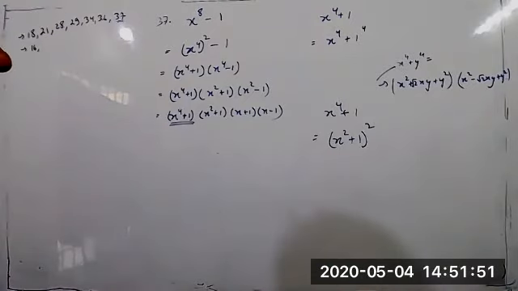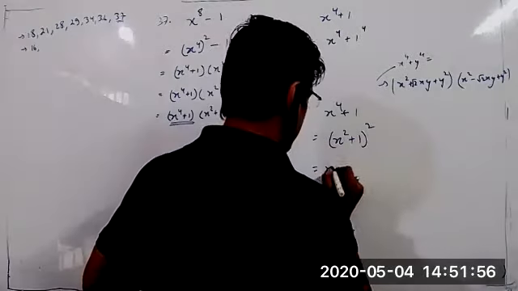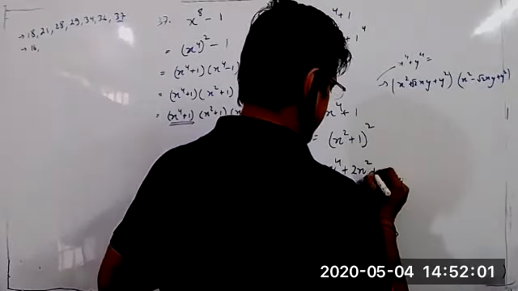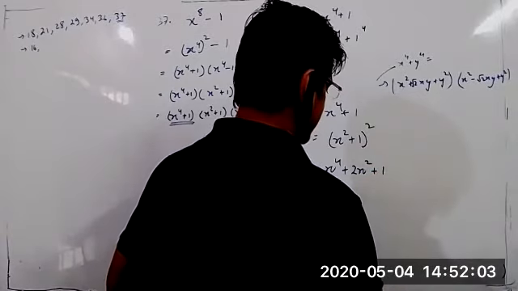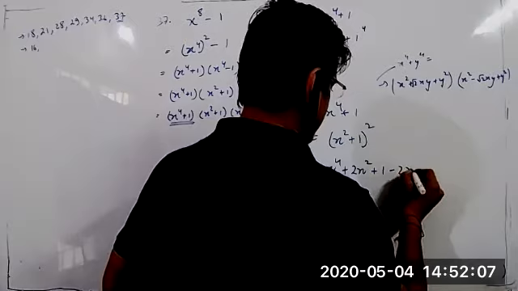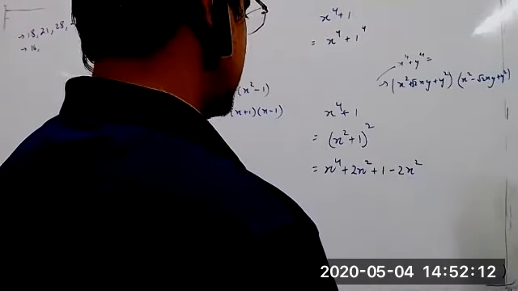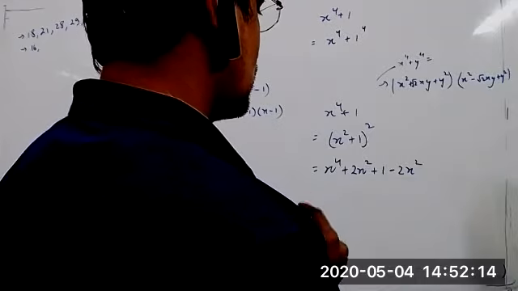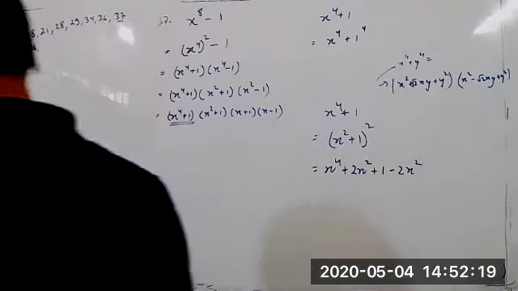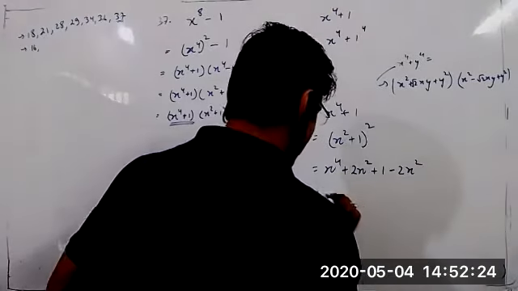Sir, x to the power 4 plus 2x square plus 1 square at 1, minus 2x square. Okay. Now, you're almost there. Yes, sir. So x to the power 4 plus 2x square plus 1 will be 1. Just hold on, let me write.